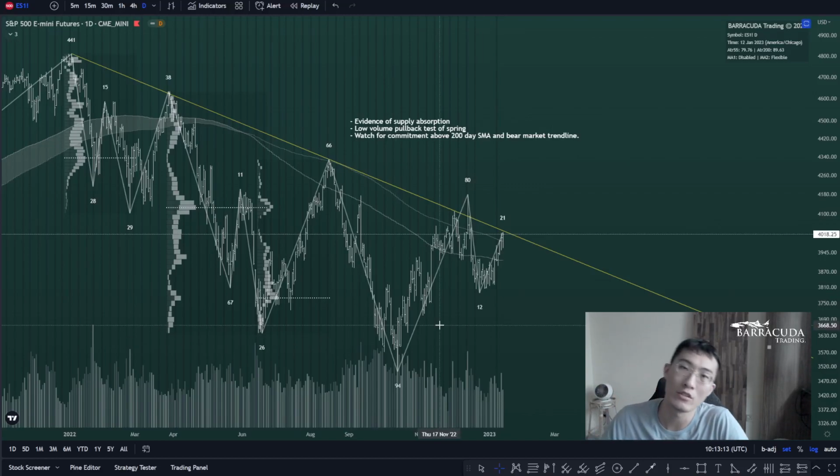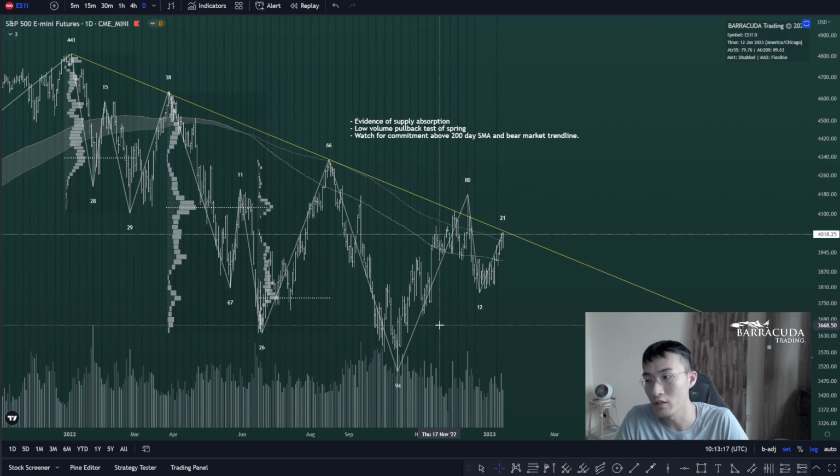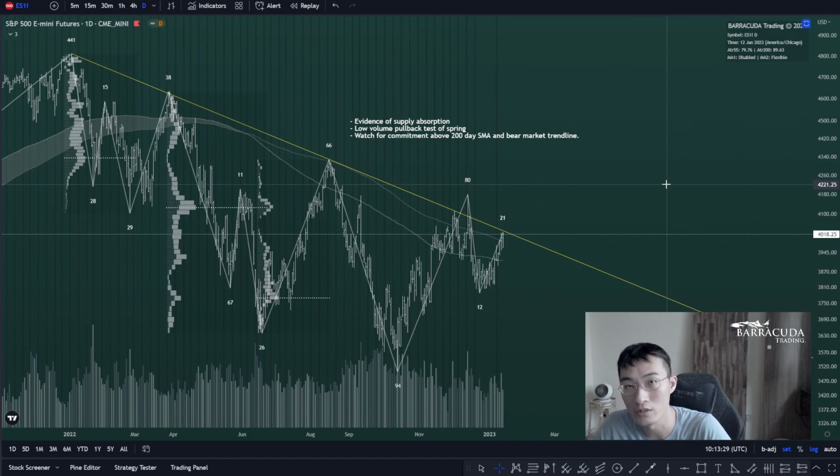Hey everyone, today we'll be talking about the S&P 500. So the S&P, why am I looking at the S&P as a crypto trader? Okay, it's because it's the biggest index in the world. So its influence on crypto markets like Bitcoin is quite significant. So yeah, let's just start right now.